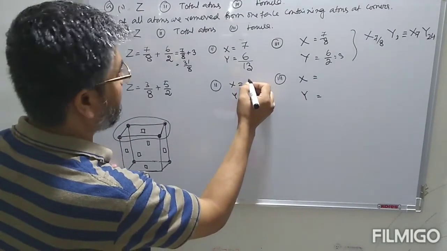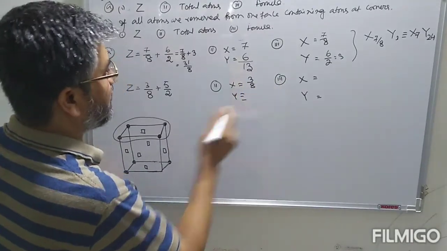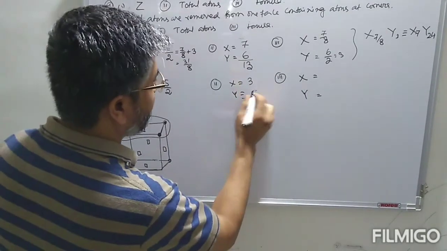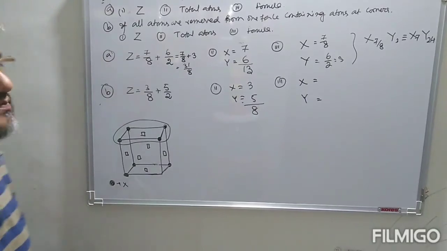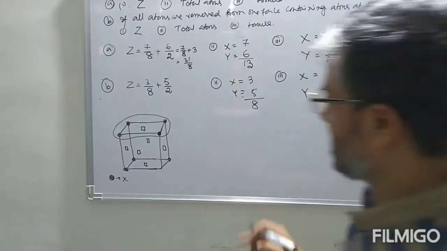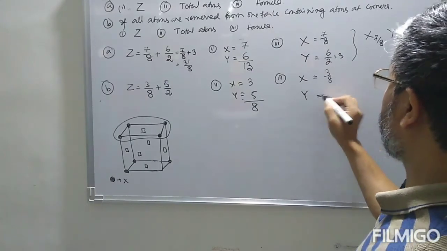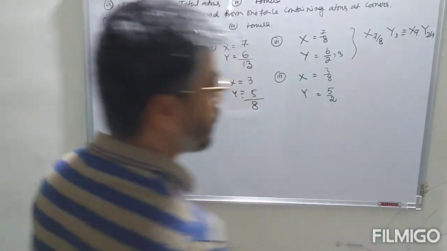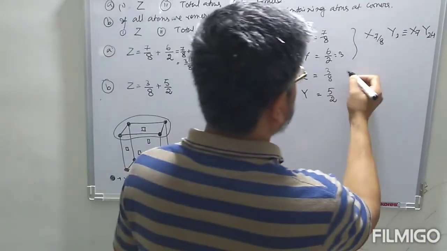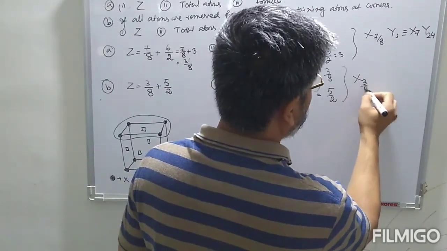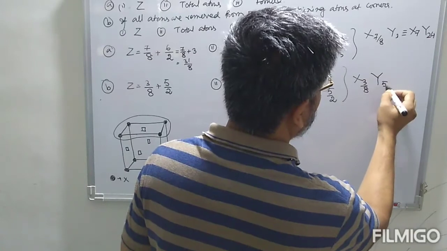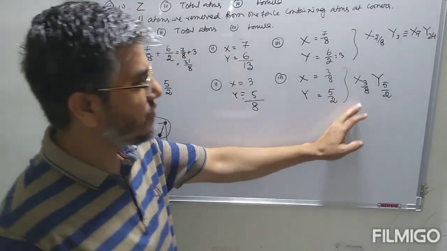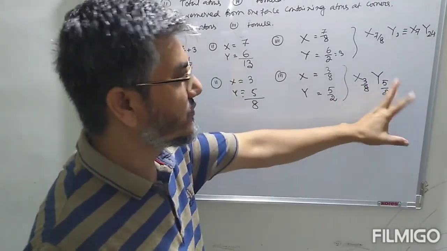X is 3 by 8 also. The number of X atoms is 3. The number of Y atoms is 5. Total is 8. Contribution of X is 3 by 8. Contribution of Y is 5 by 2. So the formula is X 3 by 8, Y 5 by 2. So to make it a simple ratio, multiply this by 8. So we'll get the ratio.